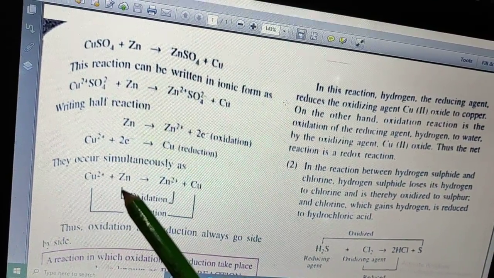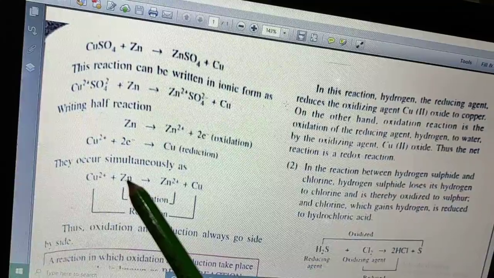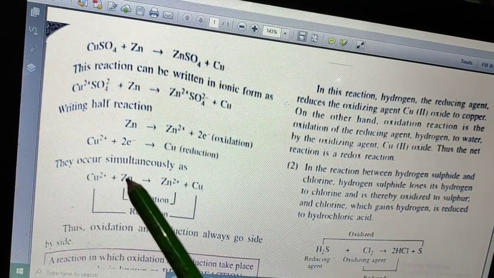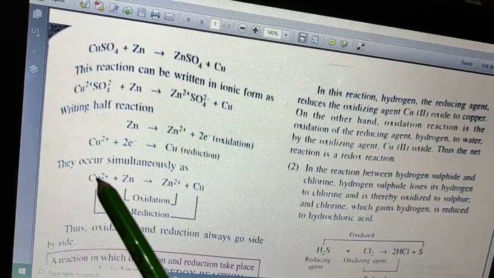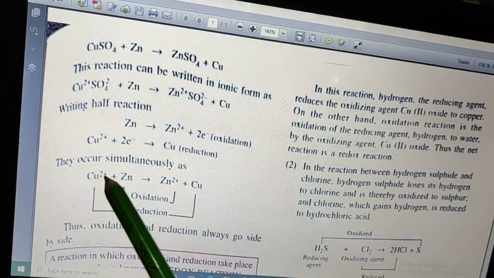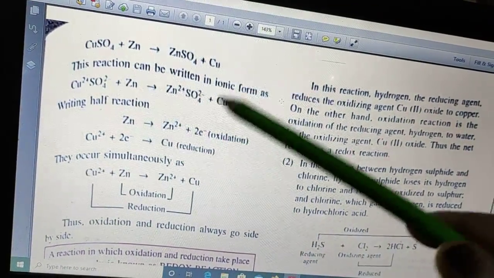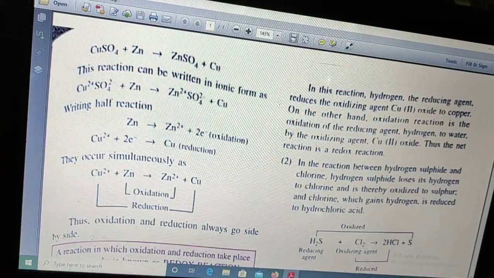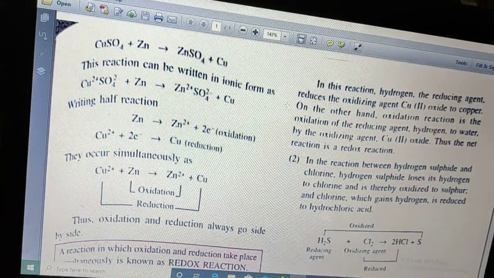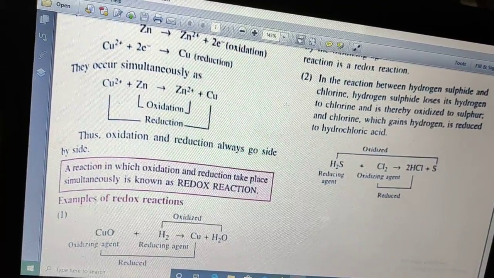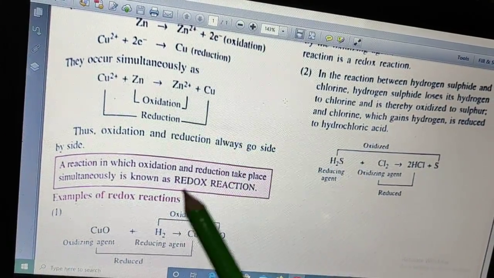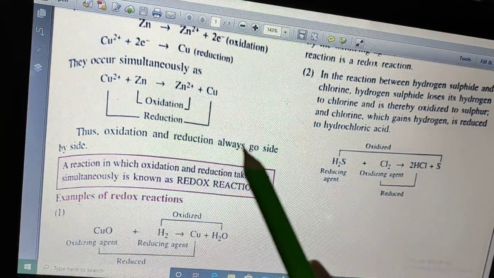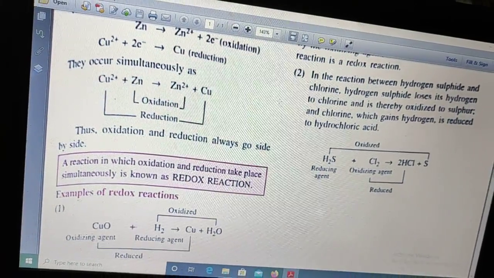Now here, if you have to identify which one is the oxidizing agent and which one is the reducing agent, the substance which is undergoing oxidation will act as the reducing agent, and the substance which is undergoing reduction will be the oxidizing agent. That is one way to identify the oxidizing agent and the reducing agent. So oxidation and reduction always go side by side in a redox reaction. A reaction in which oxidation and reduction take place simultaneously is known as a redox reaction.